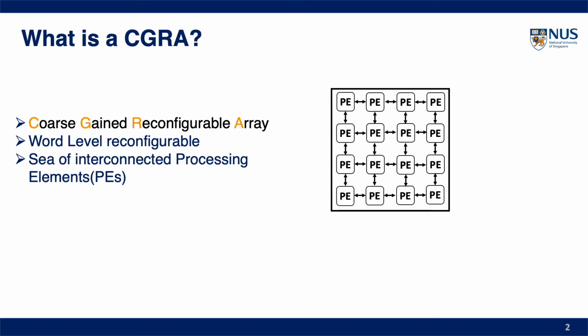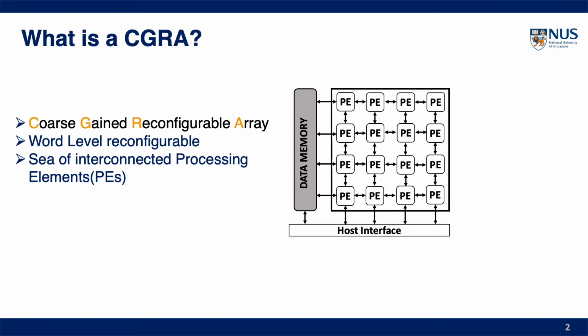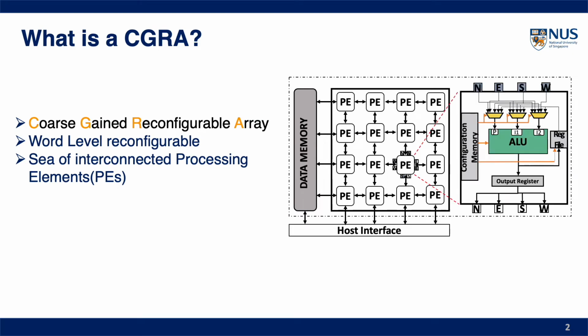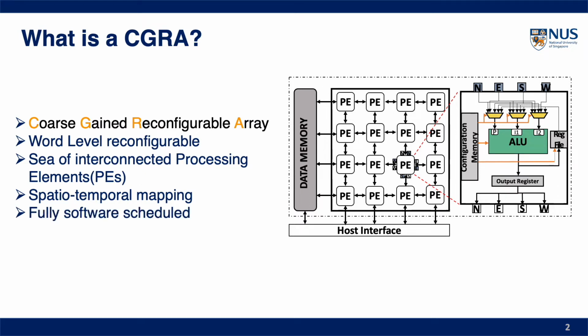CGRA consists of an interconnected array of processing elements. Typically, it has a global data memory for on-chip data storage and host interface to communicate with the main processor. Each PE will contain a compute unit, instruction or configuration memory, PE local storage, and a router. Operations are mapped to CGRA PEs in a spatio-temporal manner, which is another major difference from FPGAs. CGRAs are fully software scheduled, and thus the compiler is fairly complex.